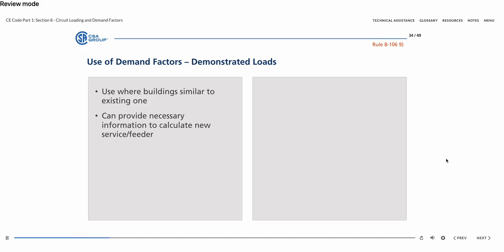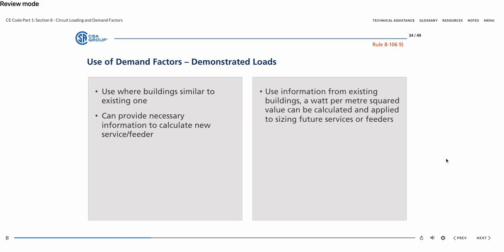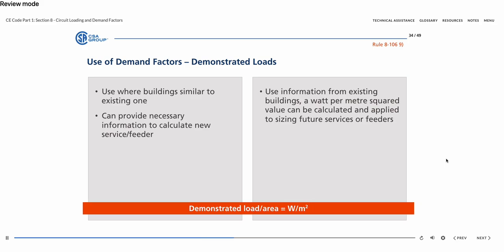For example, a chain of restaurants could have several buildings already in operation. Using the information from the existing buildings, a watt per square meter value could be calculated and applied towards the sizing of any future services or feeders. Demonstrated load divided by area equals watts per square meter. Example, if an existing restaurant has a demand of 100,000 watts and is 100 square meters, the feeder or service for the identical new restaurant could be sized using 1,000 watts per square meter, or 100,000 watts per 100 square meters. As per the rule, the calculation must be done by a qualified person as determined by the authority having jurisdiction.